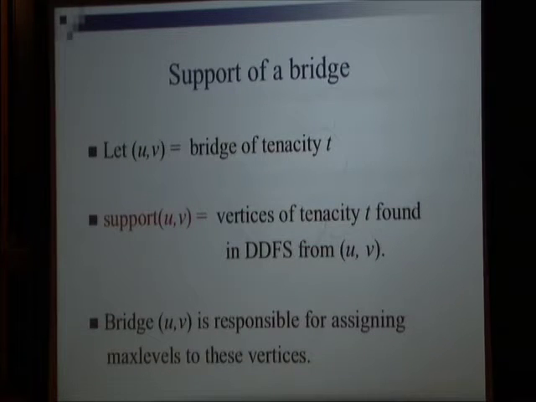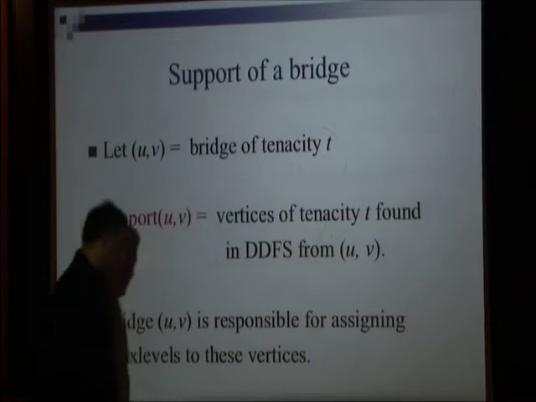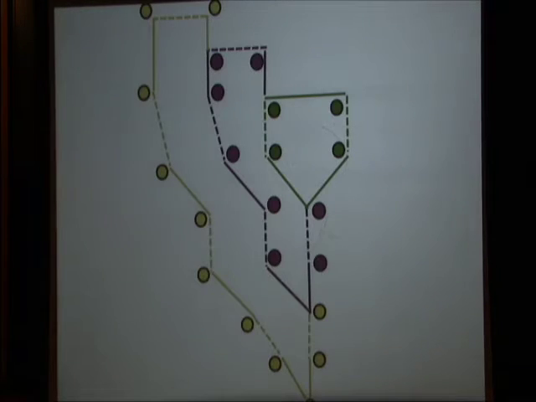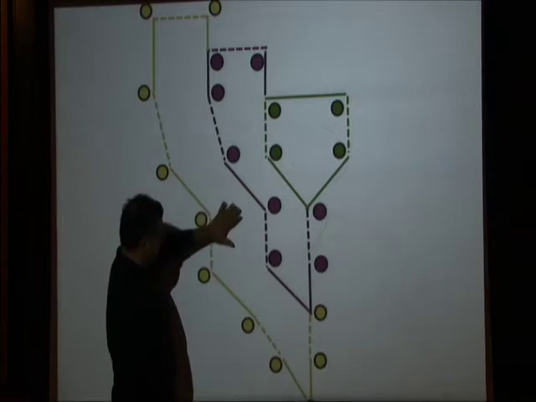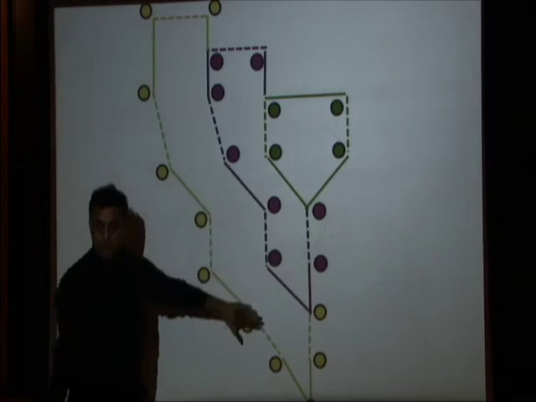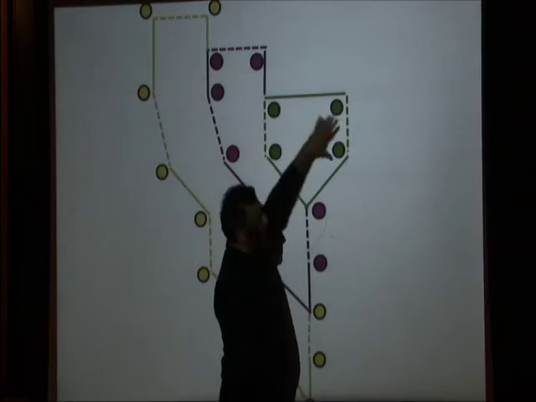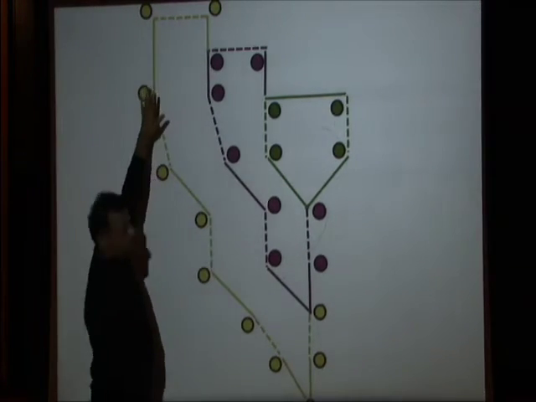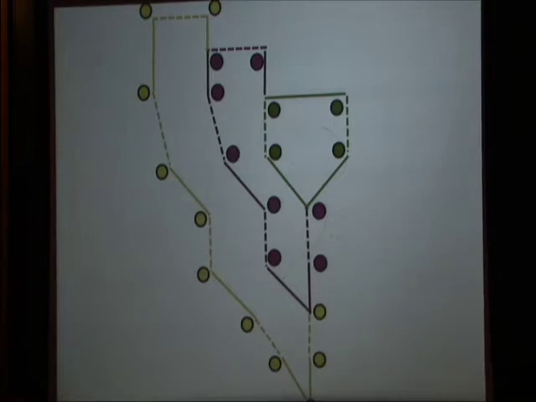Okay, these are the ones that will get their max level from the bridge. Yeah, starting from U and V. Of course, right? In DDFS from UV. So they get all their max levels from this bridge. So what's the support? In this graph, there are precisely 3 bridges: this, this, and that, and everything else is a prop. The support of this bridge is the green vertices. Support of the purple bridge is the purple vertices, and the support of the yellow bridge is the yellow vertices.